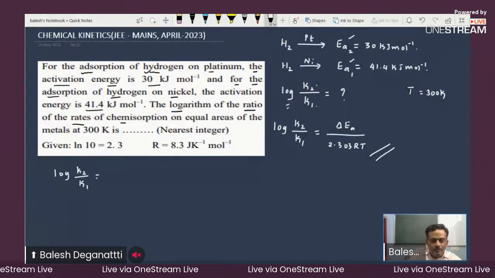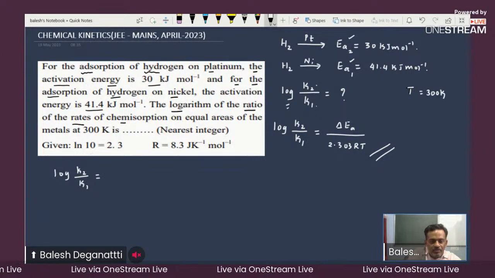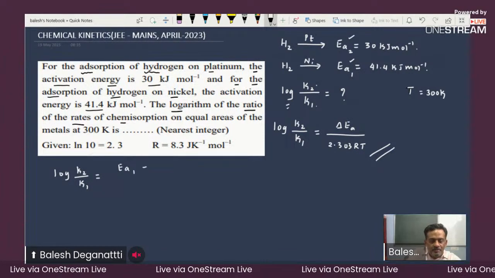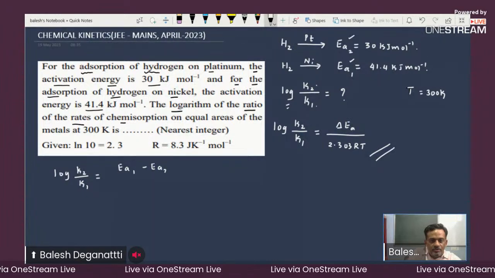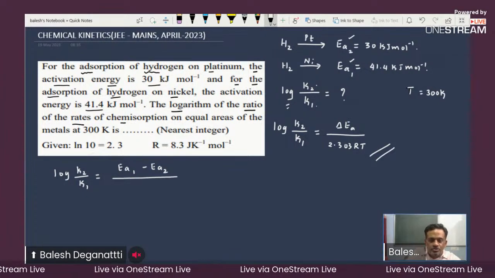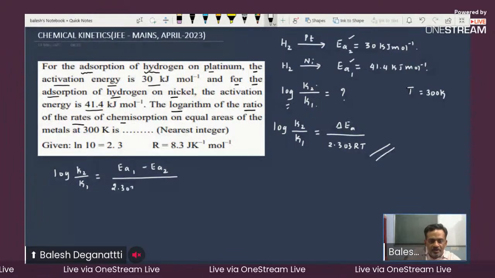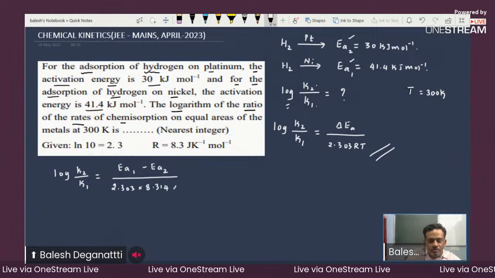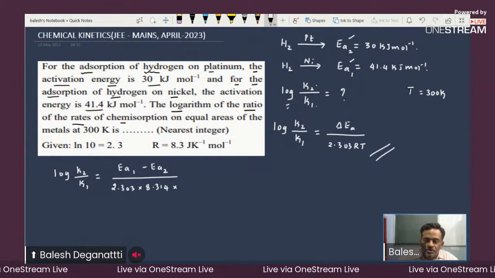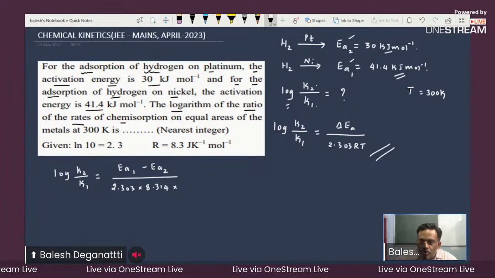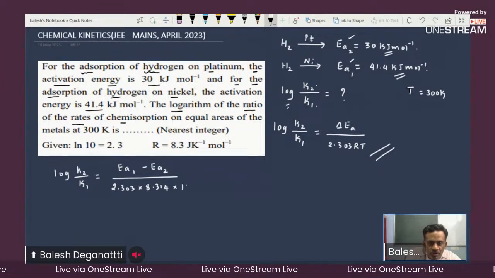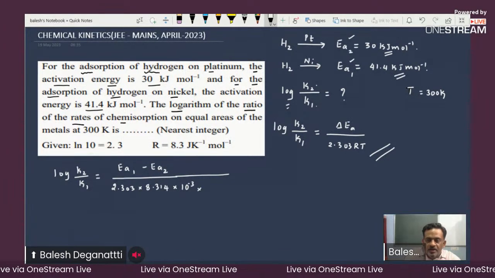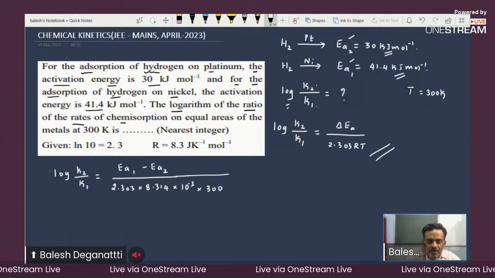Now let us find its value. Log of K2 by K1 is delta EA. What is delta EA? Energy of activation whose value is higher minus energy of activation whose value is lower, EA1 minus EA2, divided by 2.303 into R. R is the universal gas constant whose value is 8.314. But 8.314 is in joule, and the other quantities are in kilojoule. I will write 8.314 into 10 raised to minus 3 so that it is also expressed in kilojoule. Now coming to temperature, it is given to be 300.